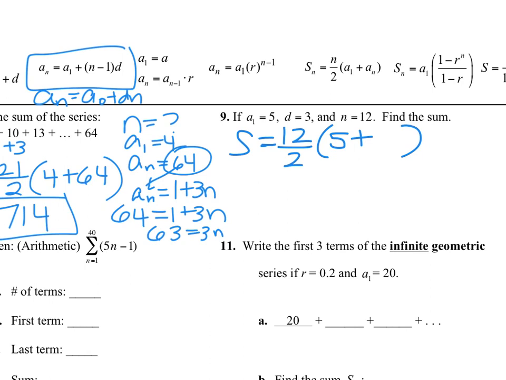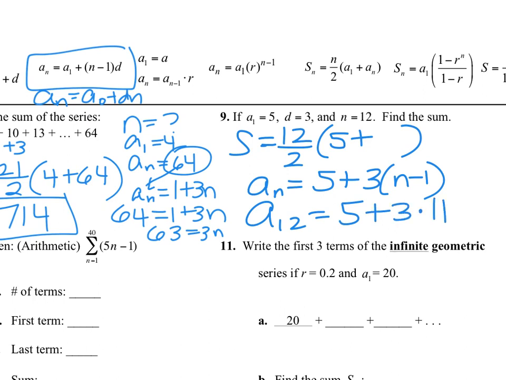Now, in order to find the last term, let's put it into an arithmetic equation. I've been using a sub 0 a lot. Let me use the a sub 1 now. So I have a sub n equals a sub 1, which is 5, plus 3 times n minus 1. Now I need to find the 12th term because that's the last term that I need. n equals 12. I'm adding up 12 numbers. So how do I find the 12th term? Plug 12 in. I'm going to go 5 plus 3 times 11. What is that? 33 plus 5, 38. All right, now go ahead, put it all in. Now I've got it all. 6 times 5 plus 38, 258. There you go.